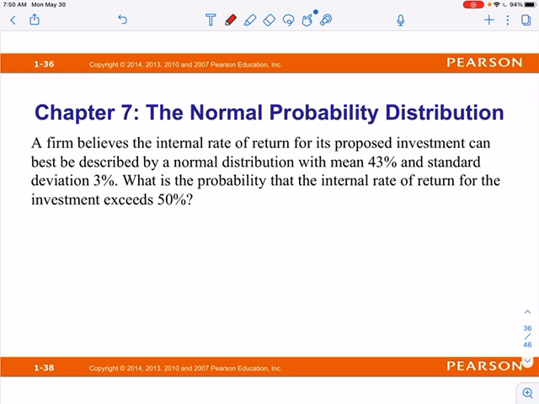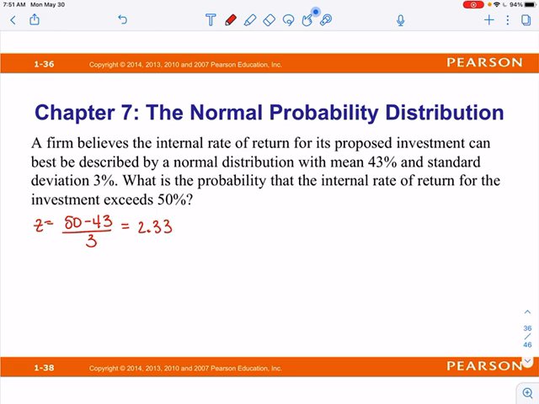Next one, a firm believes that the internal rate of return for its proposed investment can be best described by a normal distribution with a mean of 43% and a standard deviation of 3%. What is the probability that the internal rate of return for the investment exceeds 50%? So again, this is going to be another straight Table 5 question. So again, we're going to need our z-score. So this time it's going to be 50 minus 43 divided by 3. Okay, and when we do that as a decimal, that's going to come out to 2.33.